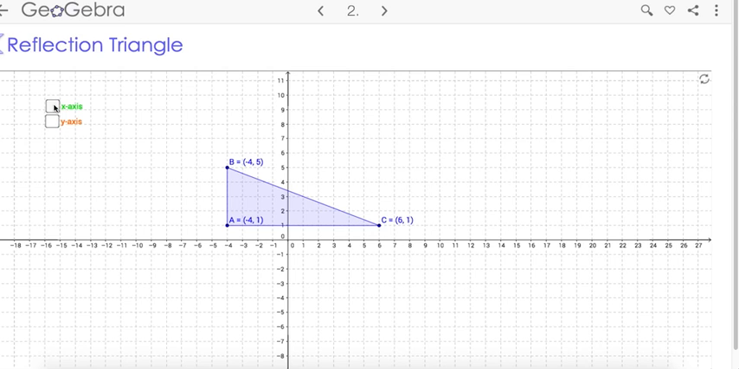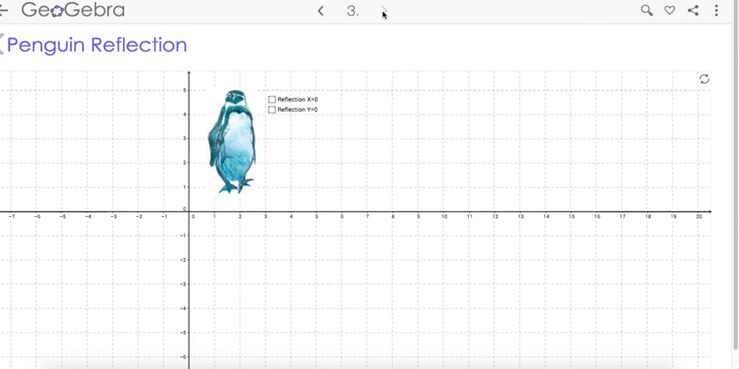Now watch what happens when it flips over the x. The A's are the same distance, the C's are the same distance, and the B's are the same distance. And notice the B flipped from up to down. Went from up to down. Okay, and let's look at one more example here.